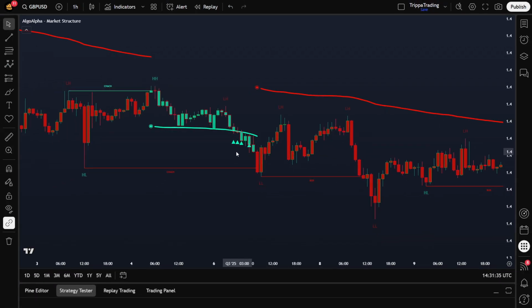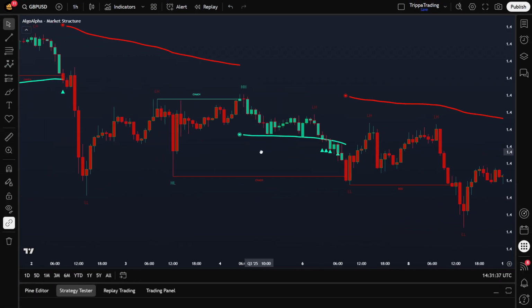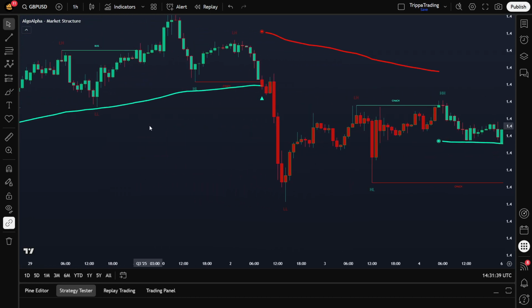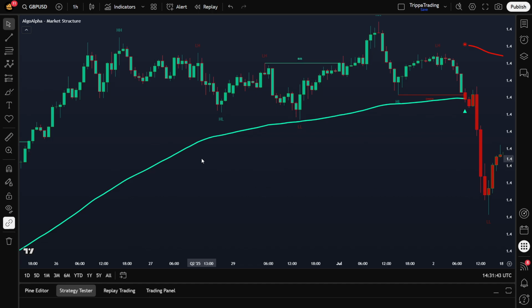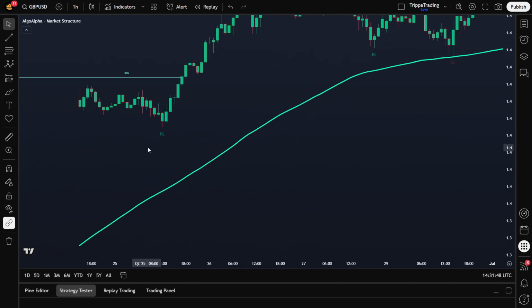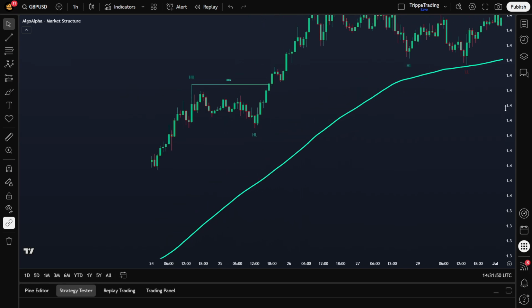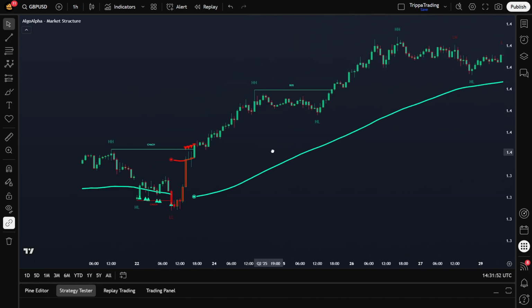Now here's a quick but important warning. No indicator is 100% perfect. Even if you have all the confirmations, a clean structure, a textbook CHOCH or BOS, the trade can still fail. Markets can change fast. That's why proper risk management is non-negotiable.